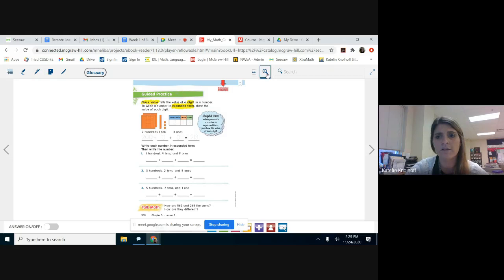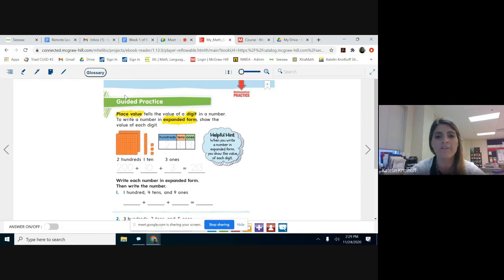All right, so at the very top in our guided practice, it says place value tells the value of a digit in a number. To write a number in expanded form, show the value of each digit. So if I'm looking at this very first example of 213, I'm going to expand that number out by putting the place value of each number, okay?